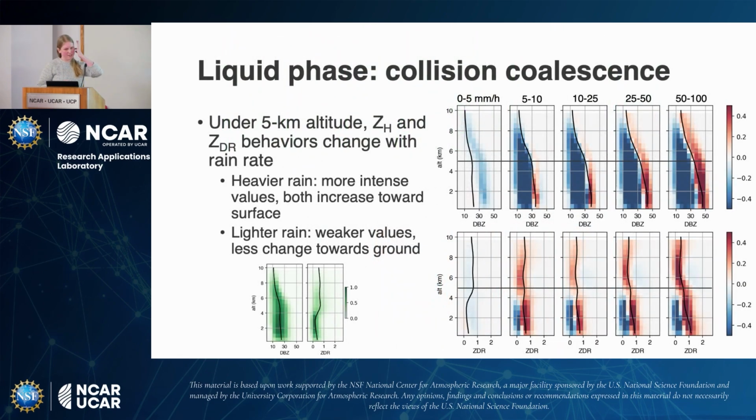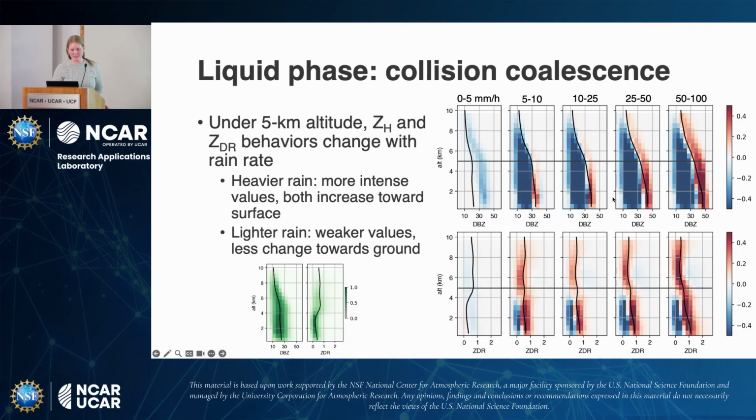So we're going to start with the liquid phase and collision coalescence. So we're going to look at reflectivity, which is on the top, and then ZDR, which again relates to the shape of the raindrops on the bottom. And here, again, weaker rain rate is on the left, strong rain rates are on the right, and then this line here denotes the melting level, so we'll focus below that black line for now.